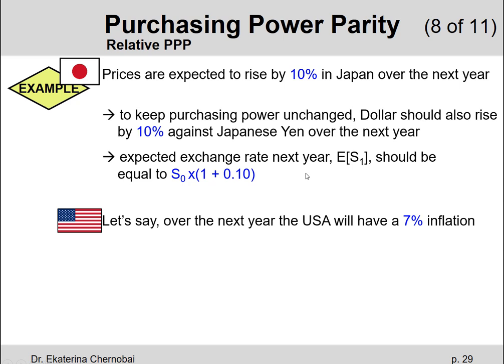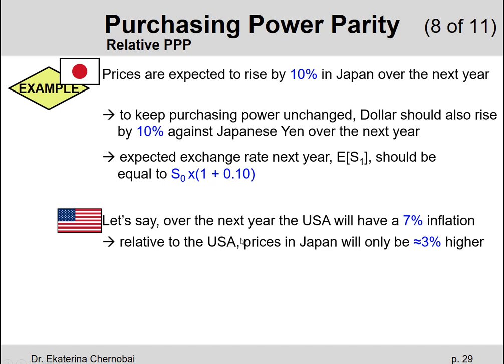Now let's add more information to the story. What else will be happening over the next year? Let's say over the next year, the prices in the United States will also increase, but only by 7%. So we expect a 7% inflation in the US.